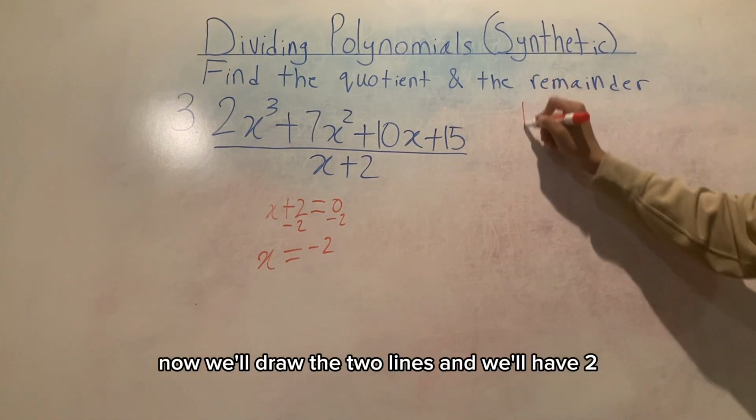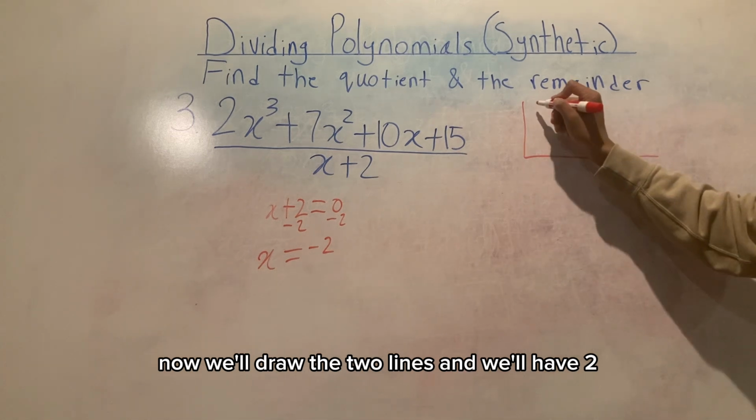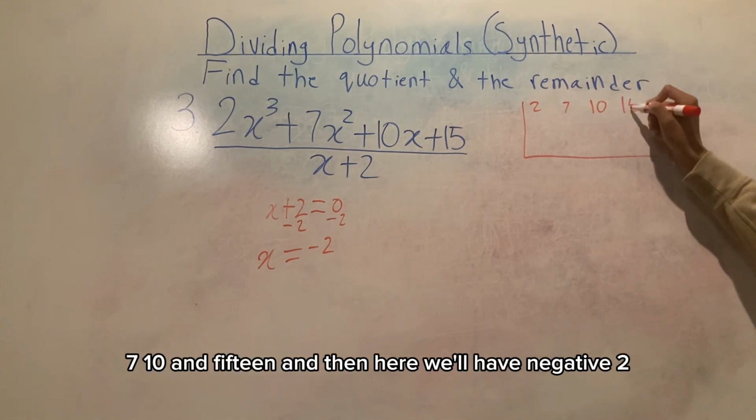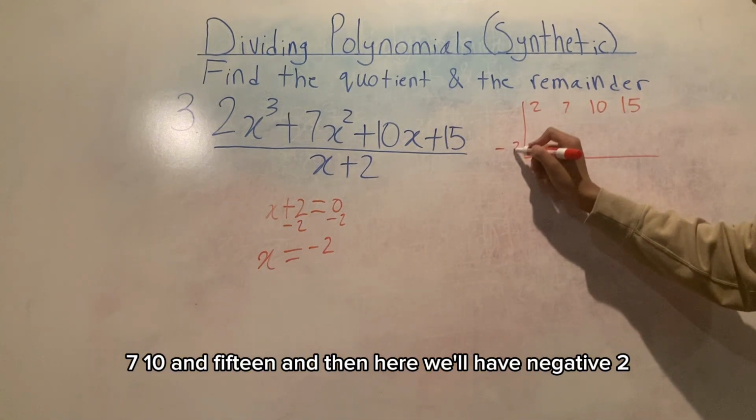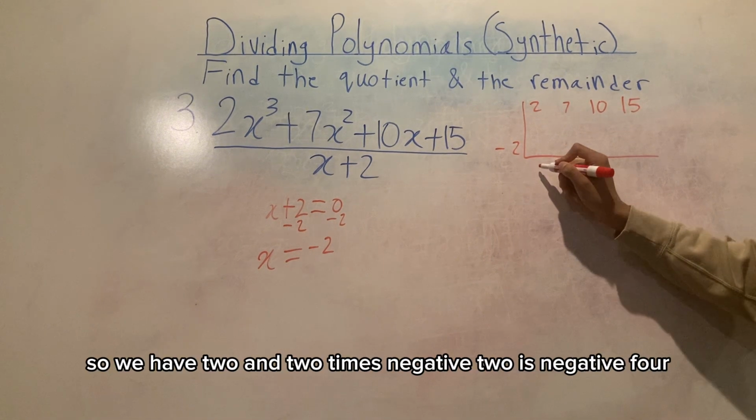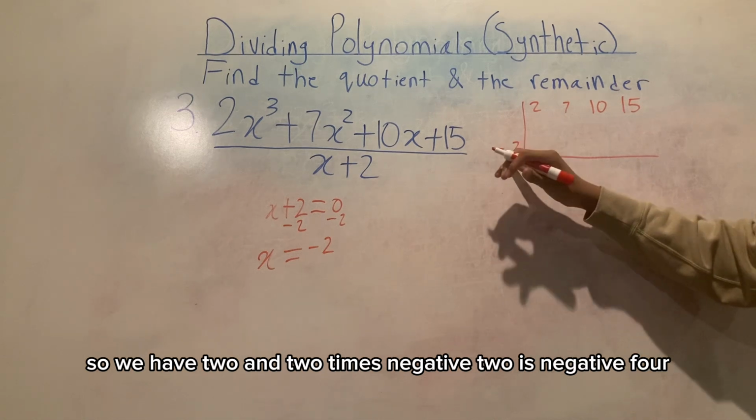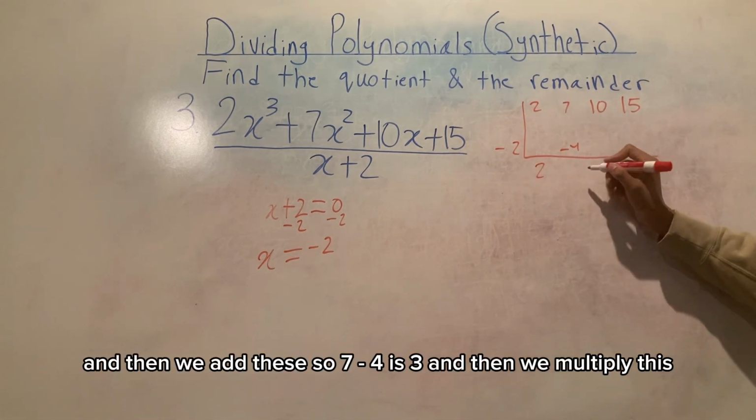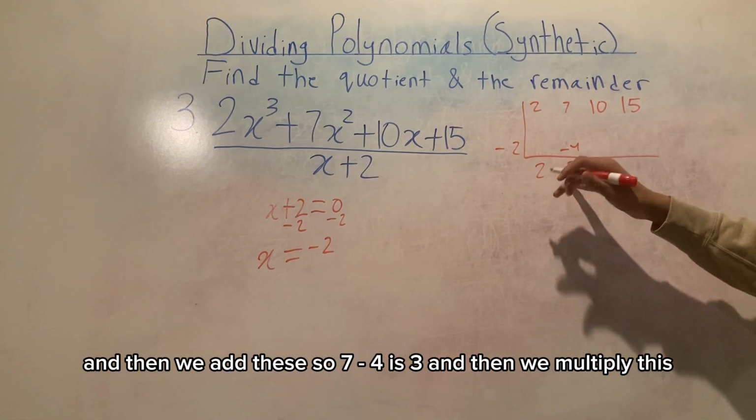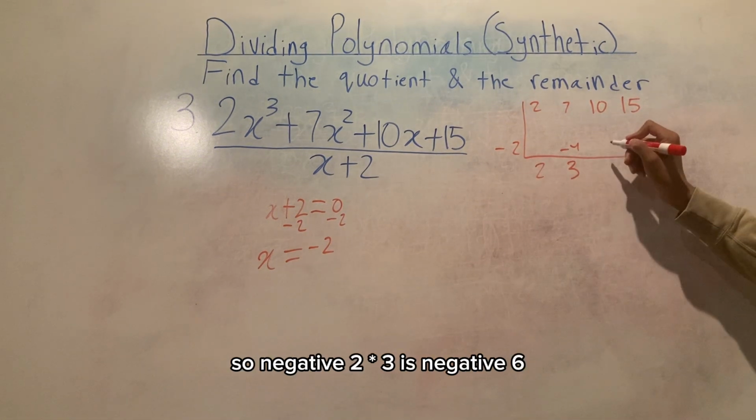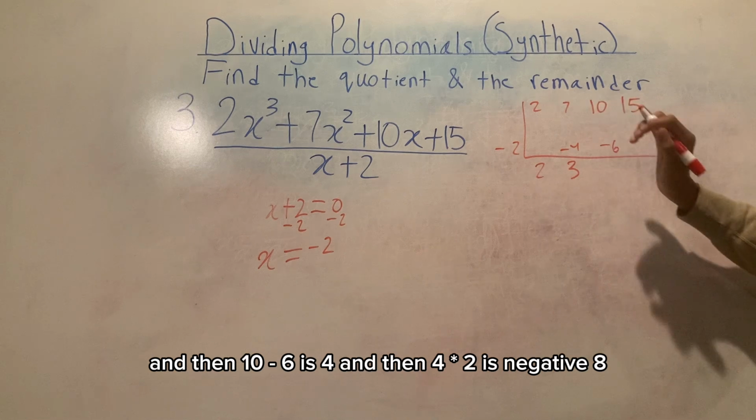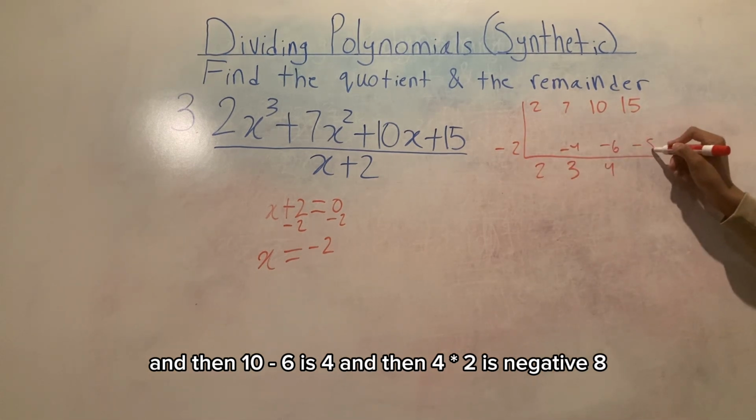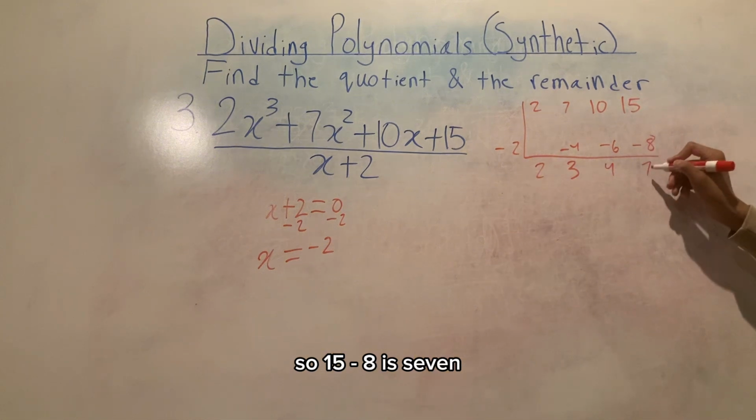Now, we'll draw the 2 lines, and we'll have 2, 7, 10, and 15. And then here we'll have negative 2. We'll bring this down first, so we have 2. Then 2 times negative 2 is negative 4, and we add these, so 7 minus 4 is 3. Then we multiply, so negative 2 times 3 is negative 6, and 10 minus 6 is 4. Then 4 times negative 2 is negative 8, so 15 minus 8 is 7.